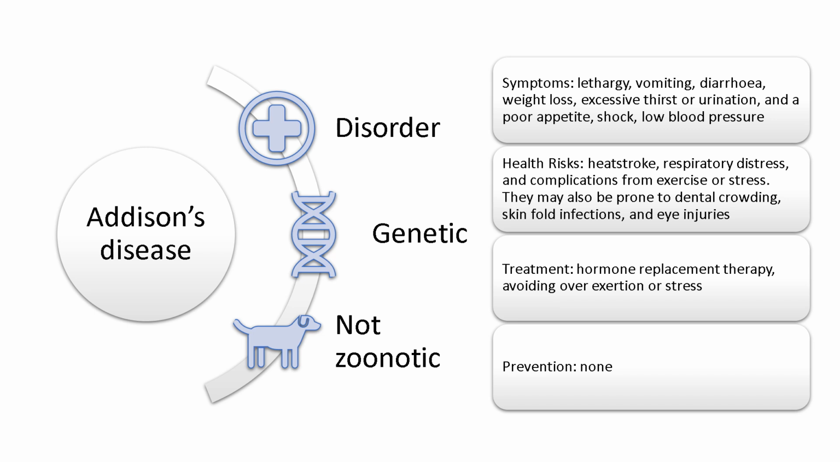In a salon, affected dogs should be treated gently, as stress or overexertion could trigger a crisis. Regular vet visits are necessary to adjust medication dosages and monitor the dog's condition. There is no known way to prevent Addison's disease, as it is largely genetic and autoimmune in nature. Early diagnosis and management can help improve the dog's quality of life and prevent crisis episodes.